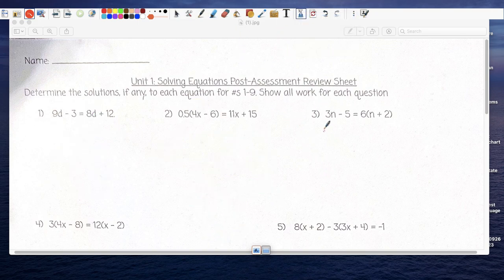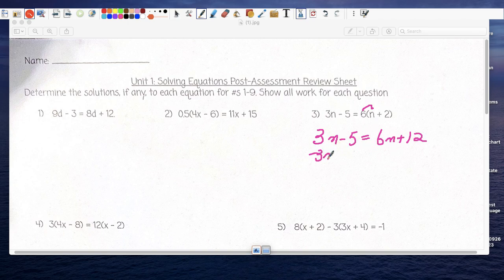Next one over here. 3n minus 5 equals, distributive property, 6n plus 6 times 2 is 12. Again, distributive property we just did. Can I combine these two? I can't. Can I combine these two? I can't. Variable on both sides.